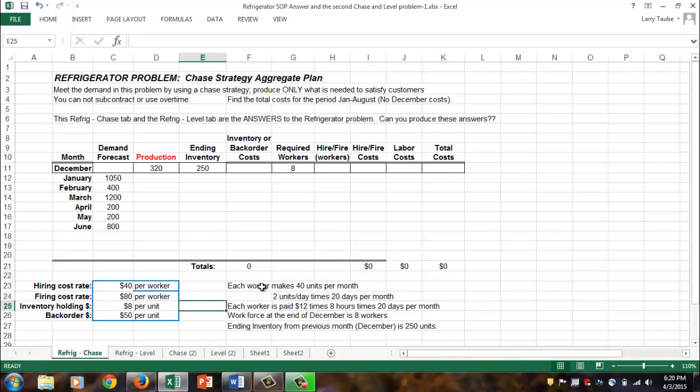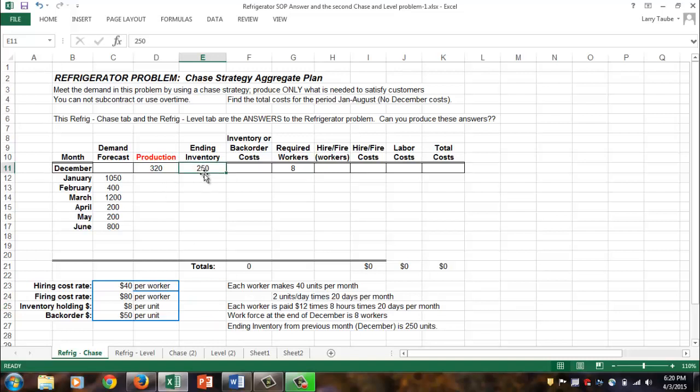Okay, this information down here was given. We have already talked about this, 40 units per month per each worker. That's where it came from. Each worker is paid $12 an hour. And so we're working 8 hours a day, 20 days a month, so that will give us how much each worker gets paid a month. We're going to need that for labor cost.